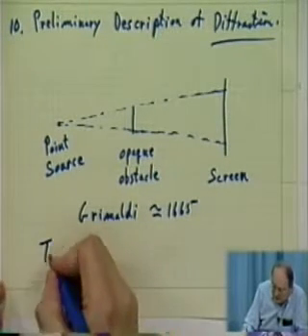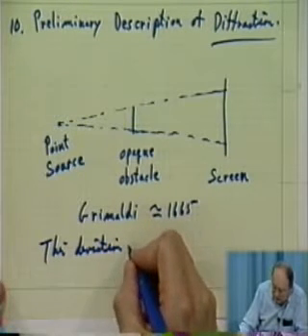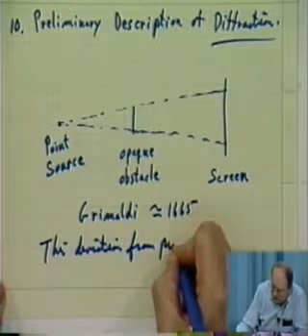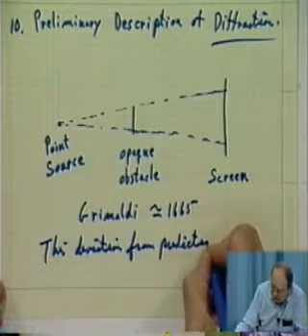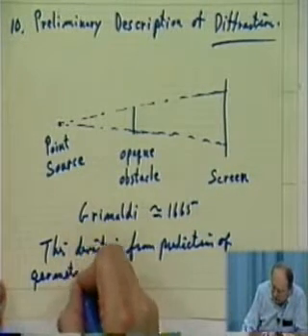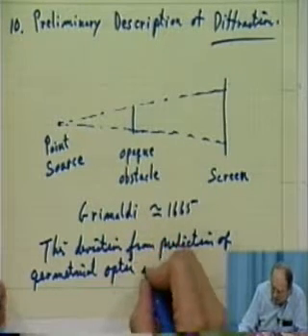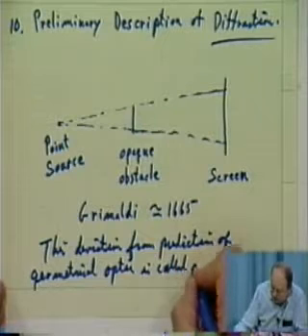So this deviation from prediction of geometrical optics is called diffraction.